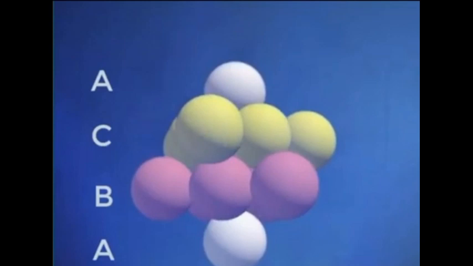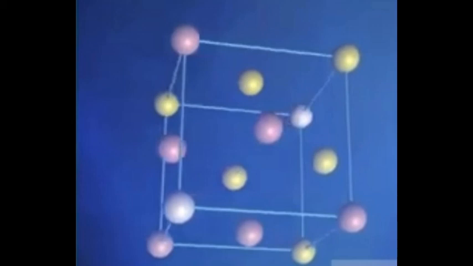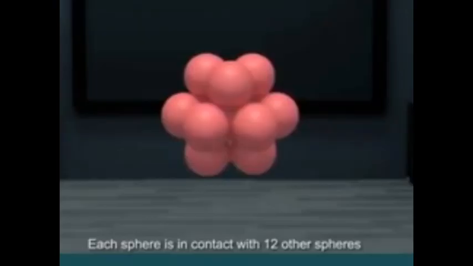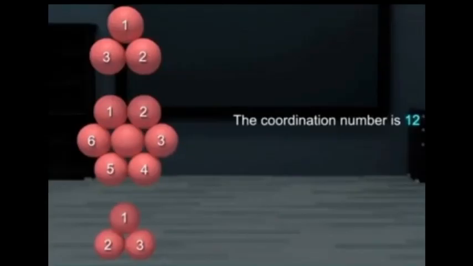This pattern is repeated and gives ABC pattern, and which gives cubic close packed structure. Now see here, by ABC pattern, the type of unit cell formed is face-centered cubic unit cell. In face-centered cubic unit cell, coordination number is 12 as observed here. One sphere touches 6 other spheres in the same layer, 3 spheres from bottom layer and 3 spheres from upper layer. So the coordination number of face-centered cubic unit cell is also 12.